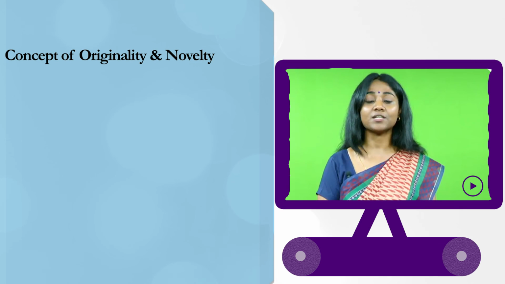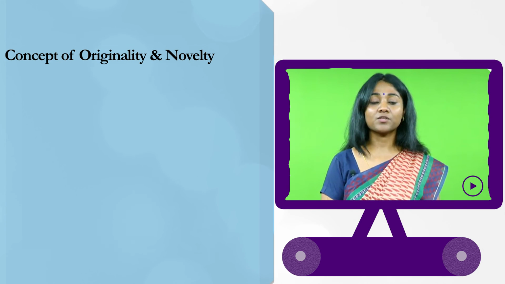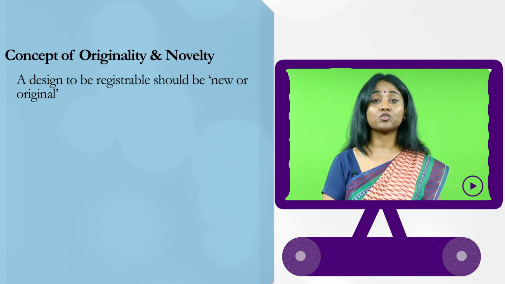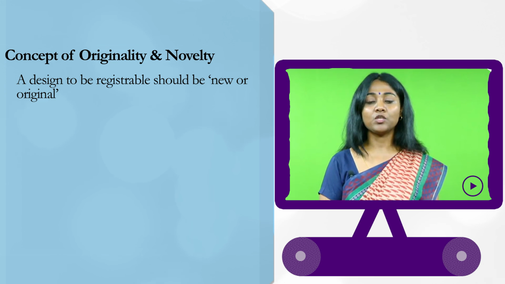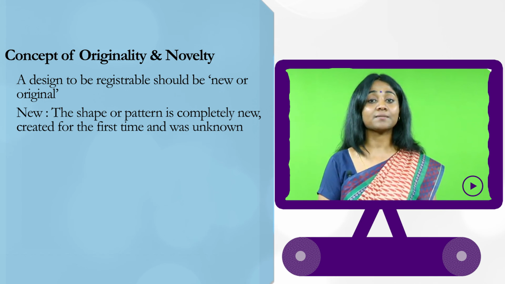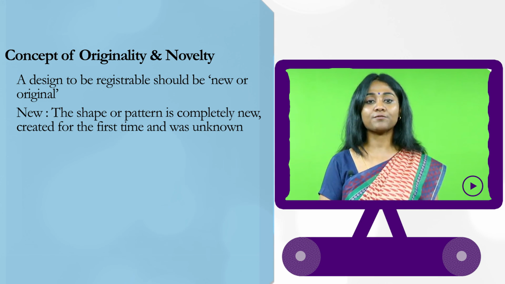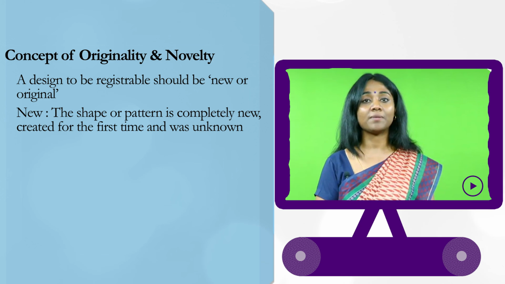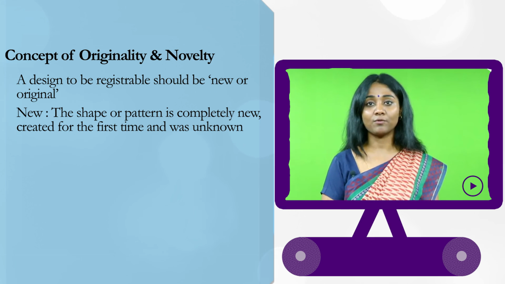The prerequisite for industrial designs is the aspect of originality and novelty. So a design to be registrable should be new or original. New meaning the shape or pattern is completely new and therefore created for the first time and was unknown to the public before such time. So in that sense, it has to have a novel aspect, a design made that no one has seen before.